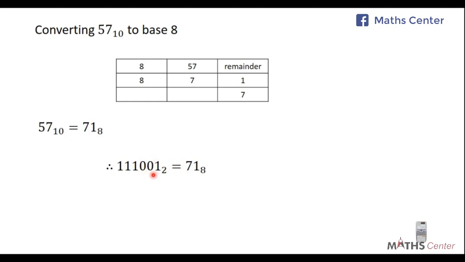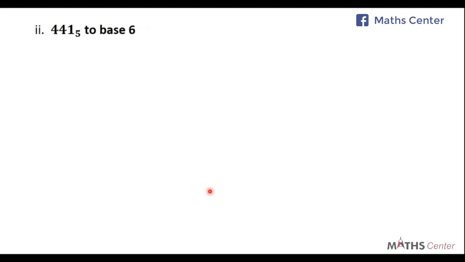So to convert it, first convert this number here, 111,001 base 2, to base 10. Then you convert your answer from base 10 to the base that you are given. So this time you are given base 8, so you convert it from base 10 to base 8 as you have seen here. Let's pick the next example.